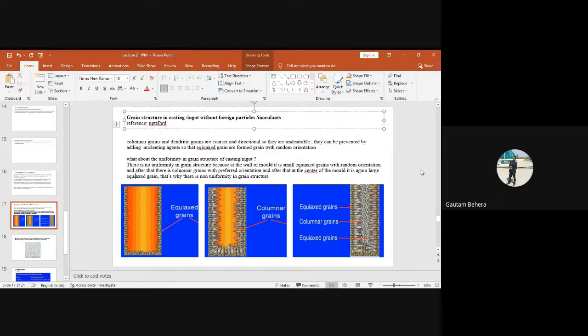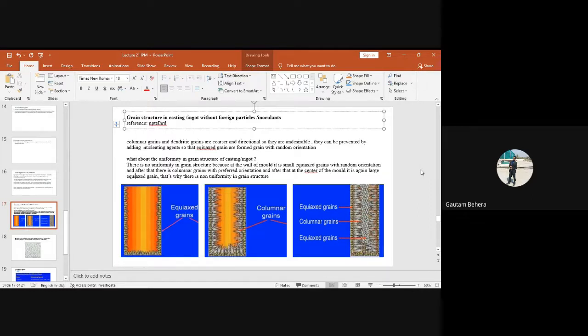If you're using a pure metal, that may happen sometimes, no problem. But if you're using an alloy and solute is getting rejected, right? Where is the solute getting rejected? Just imagine you have a mold and you are pouring a liquid metal, and solute is getting rejected from the mold wall to the center. So finally, the concentration of solute will be higher where? At the center of the liquid, obviously.